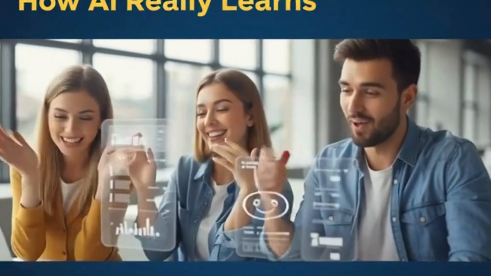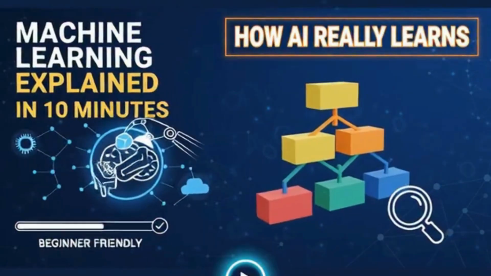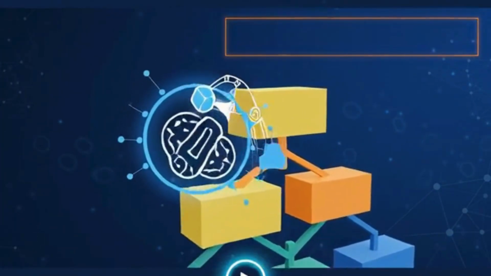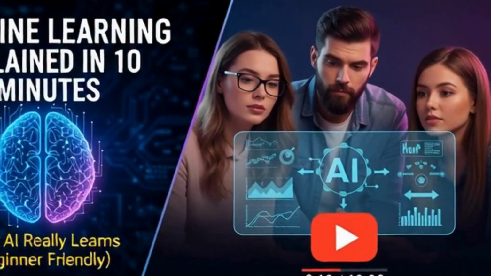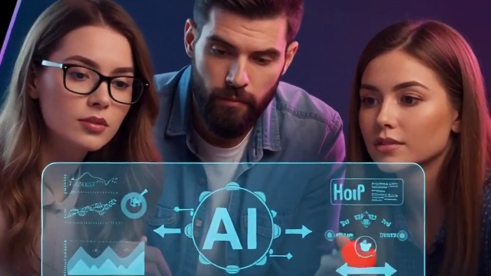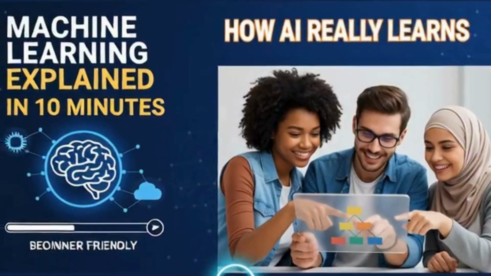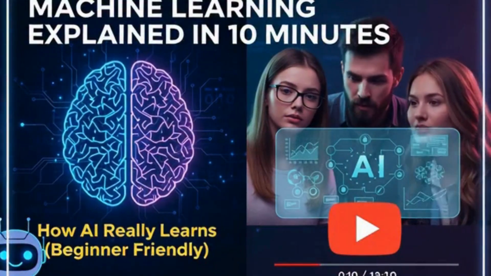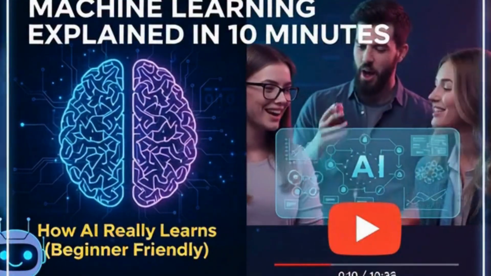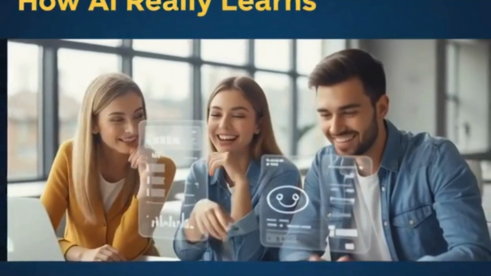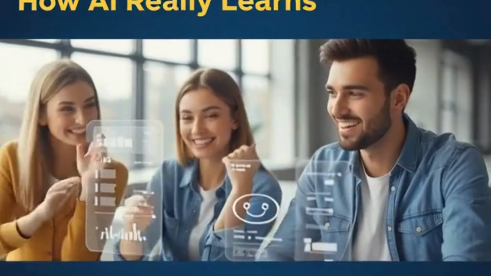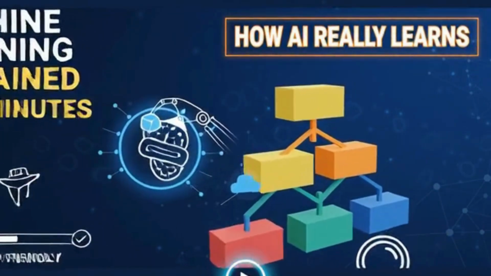Machine learning is a branch of artificial intelligence that allows computers to learn from data instead of being explicitly programmed. Traditional programming works like this: you give the computer rules, it produces answers. Machine learning works differently. You give the computer data, it finds patterns, it predicts answers. Think of it like teaching a child. You don't explain every rule about cats and dogs. You show thousands of pictures, and eventually, the child learns to tell the difference. That's exactly what machine learning does.